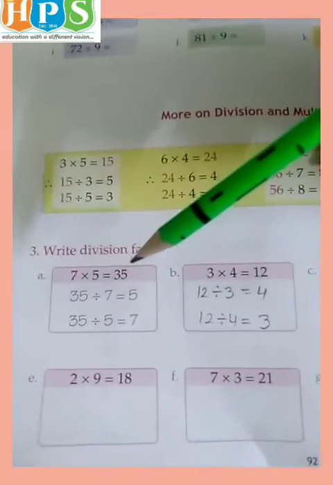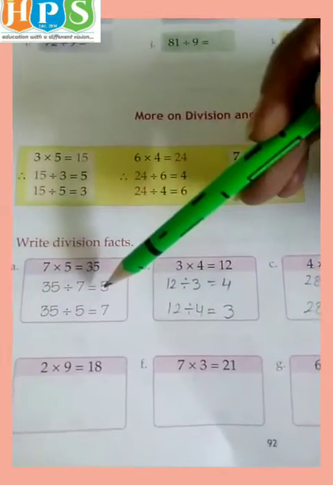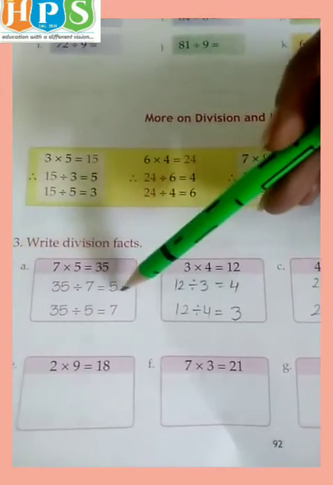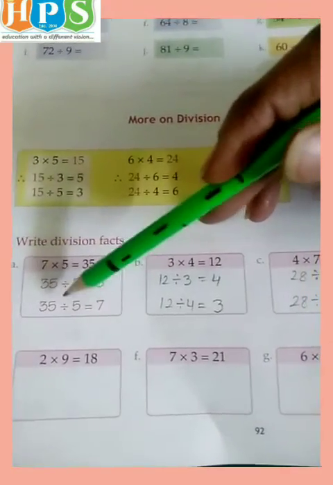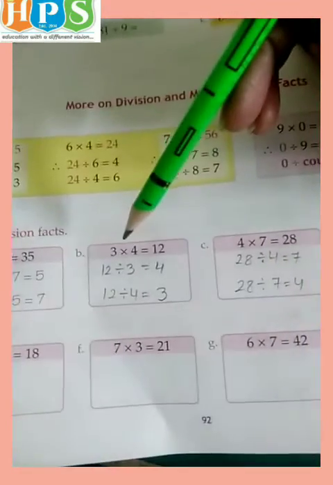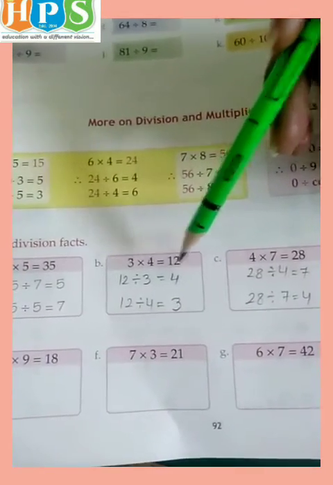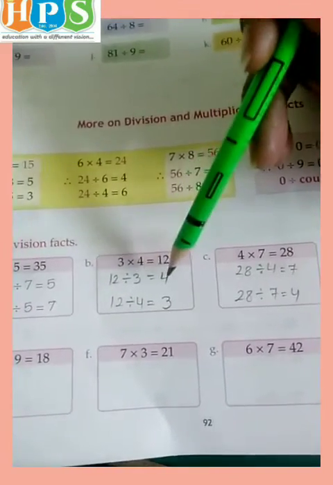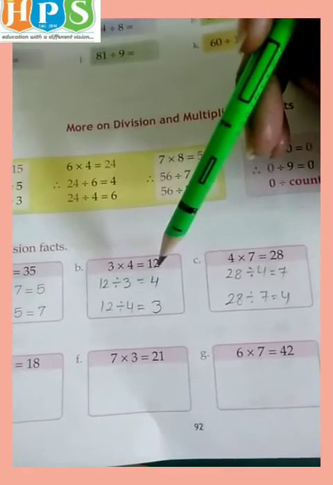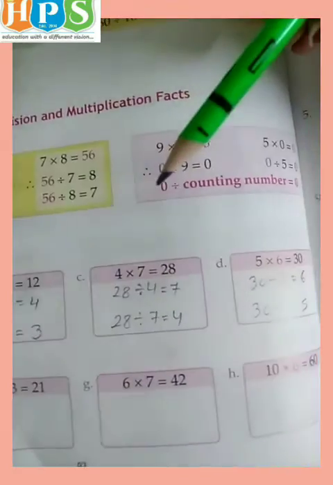7 multiply 5 is equal to 35. 35 divide 7 is equal to 5. 7 5s are 35. And 35 divide 5 is equal to 7. 5 7s are 35. 3 multiply 4 is equal to 12. 12 divide 3 is equal to 4. 3 4s are 12. Then 12 divide 4 is equal to 3. 4 3s are 12. Okay. Come to next page.